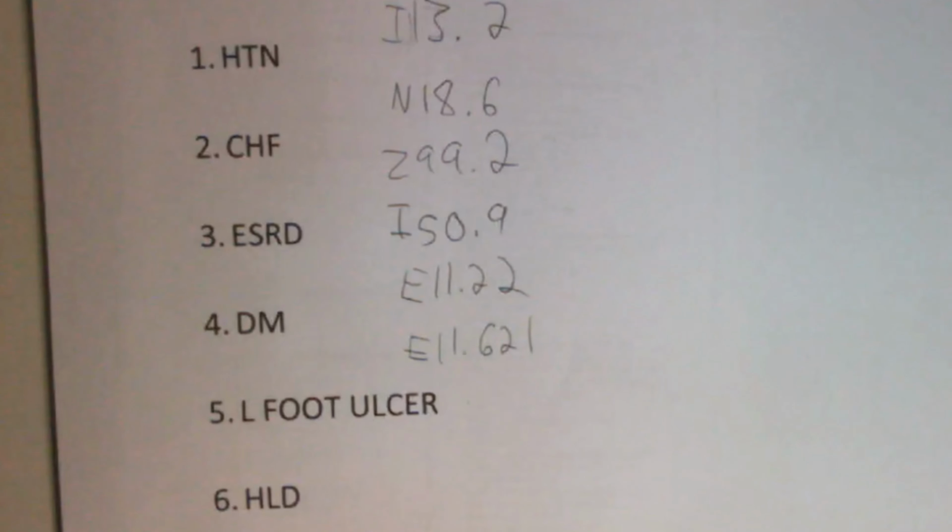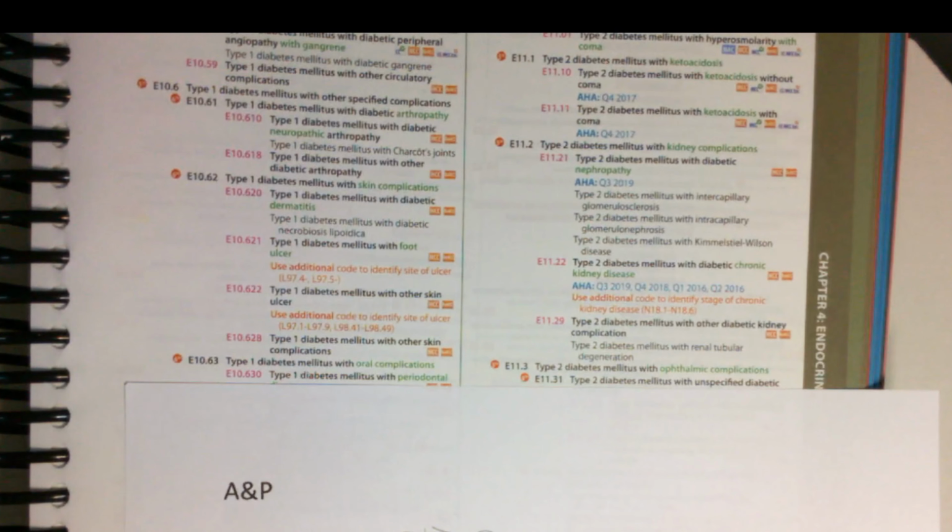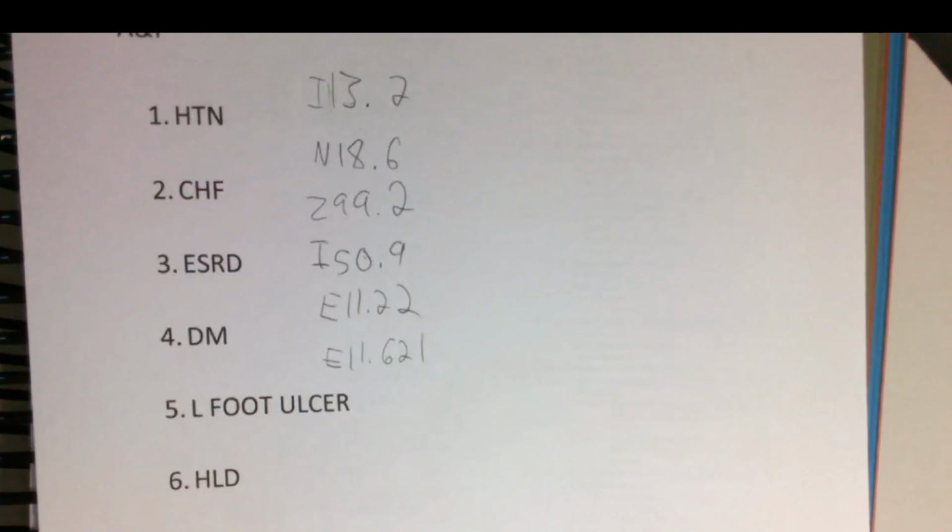And we'll go verify both of these in the tabular list. So here is our E11.22, type 2 diabetes with chronic kidney disease. It tells us to use an additional code to identify the stage, which we already did. It doesn't look like we need any additional characters there.